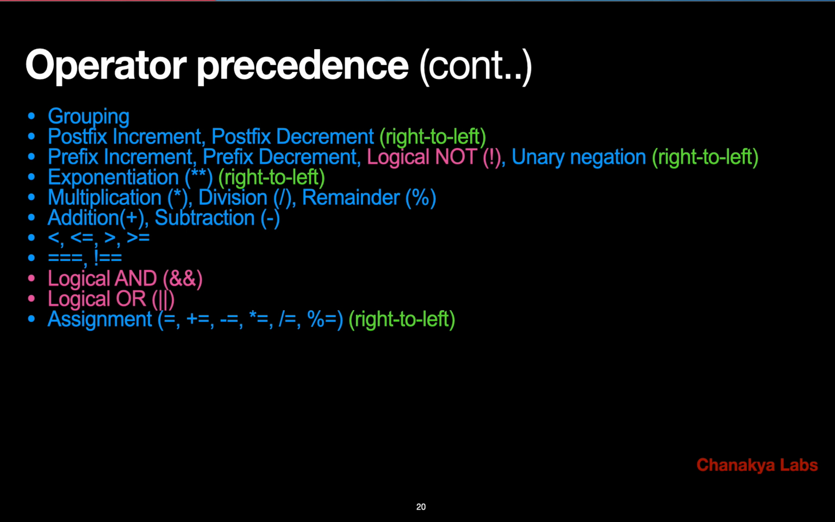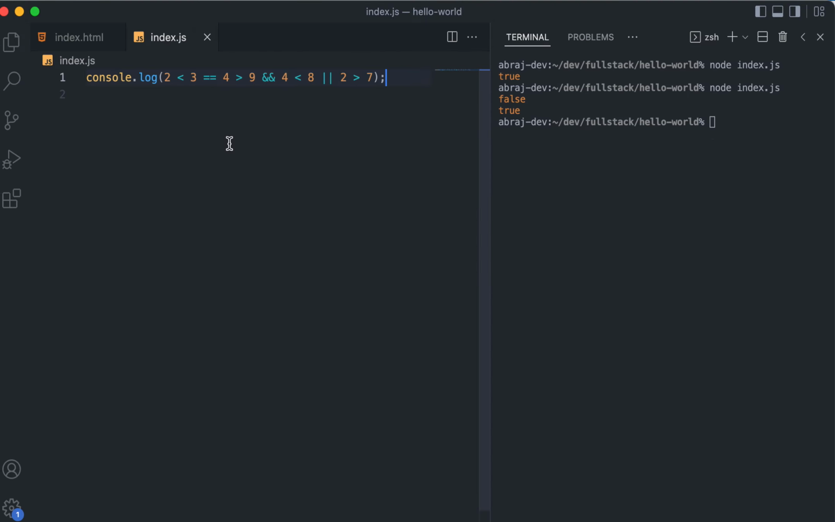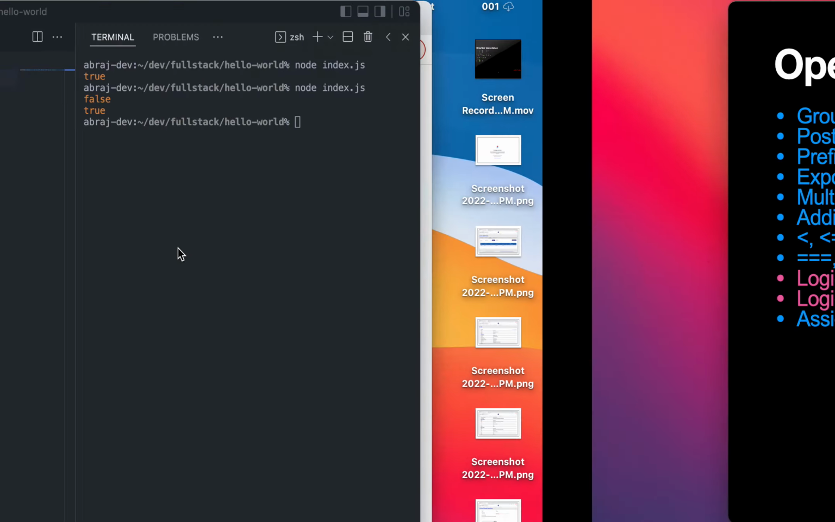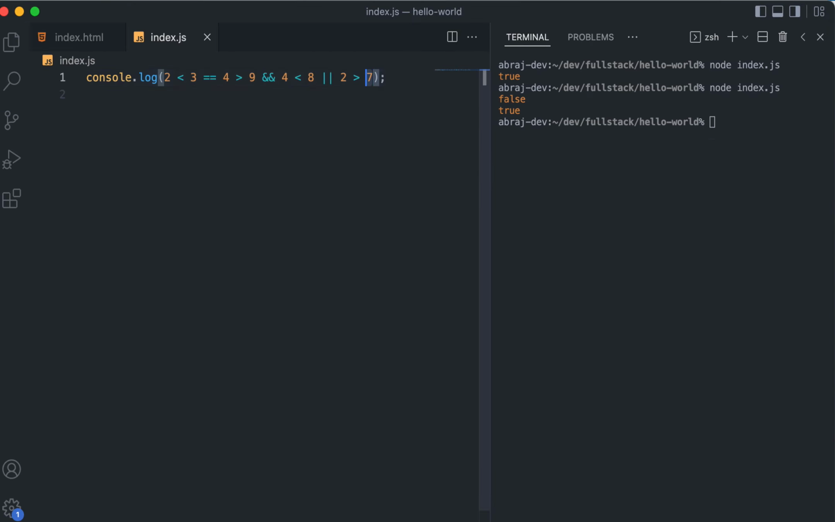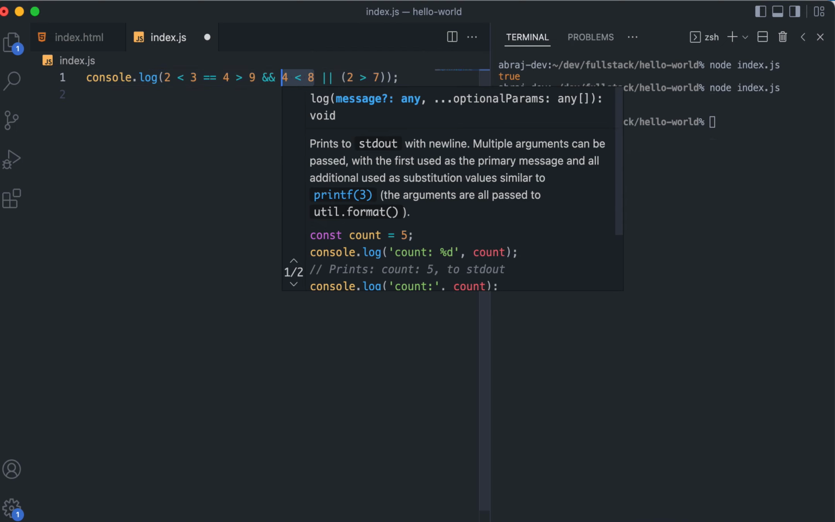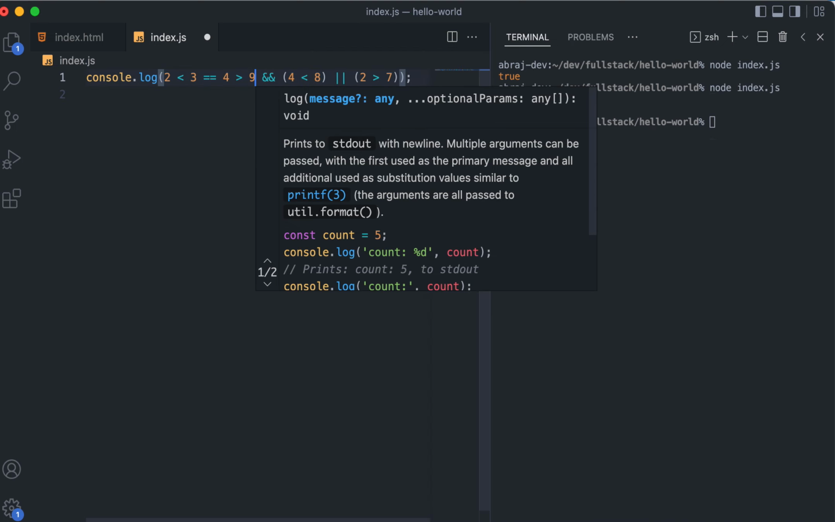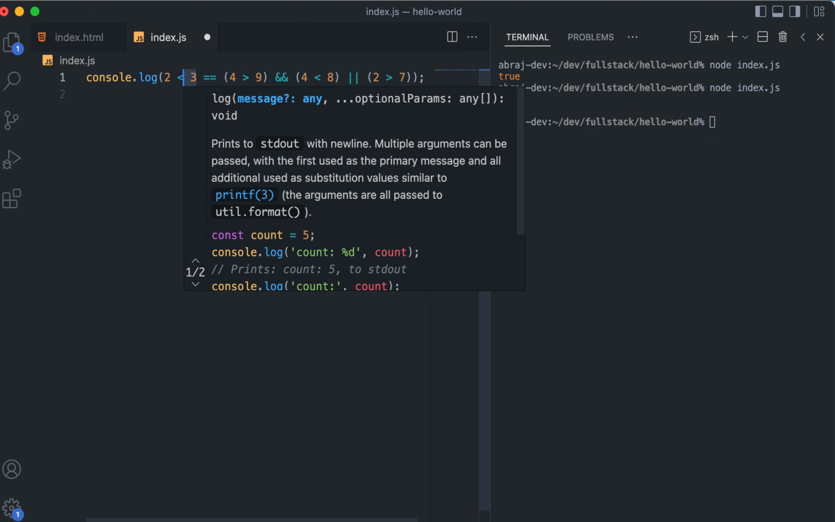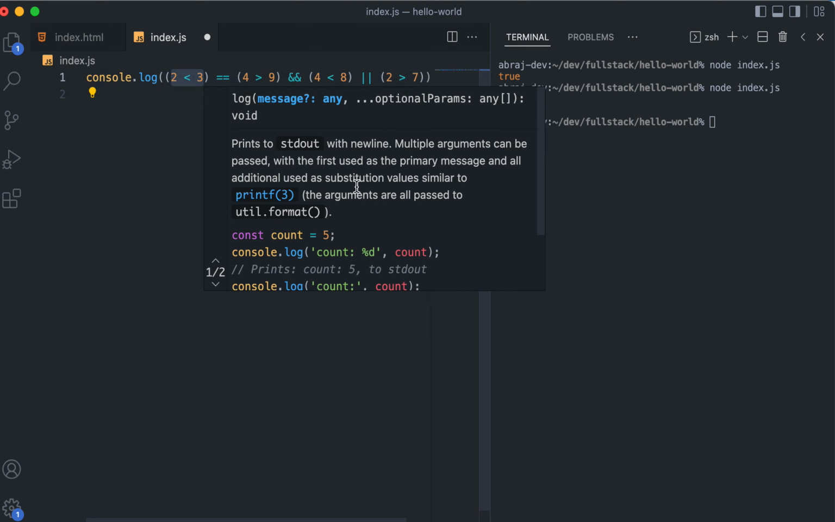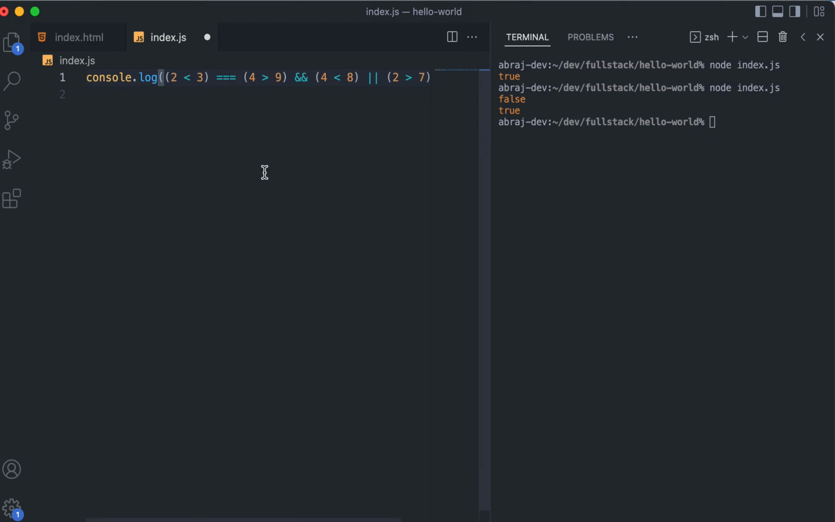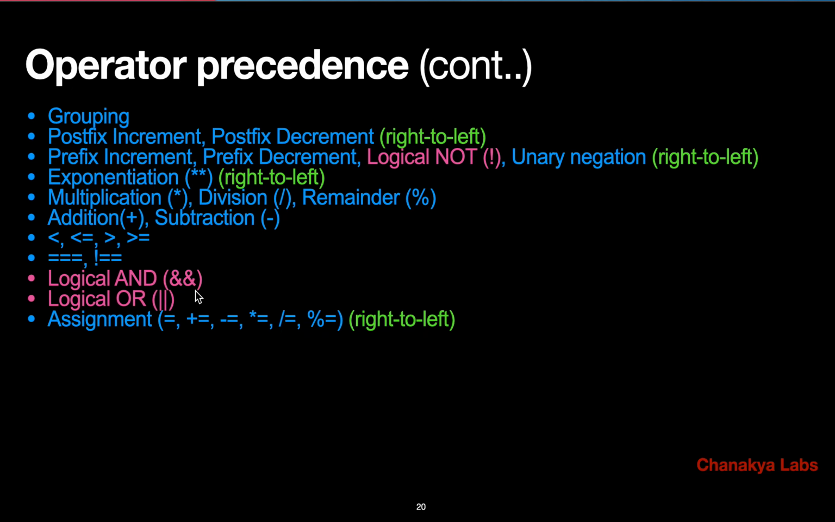Now you understand how these things are working. First of all, you have to see that less than, greater than, firstly they will be resolved. Which means that grouping will be firstly like this: firstly this will be done, this will be done, and this will be done, and then this will be done. Okay, that is fine. Now, first of all, never use double equal to, always use triple equal to.